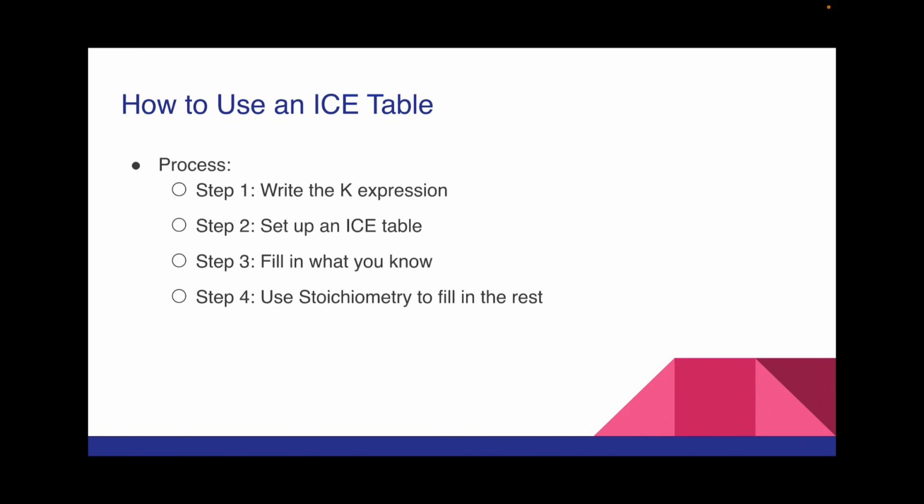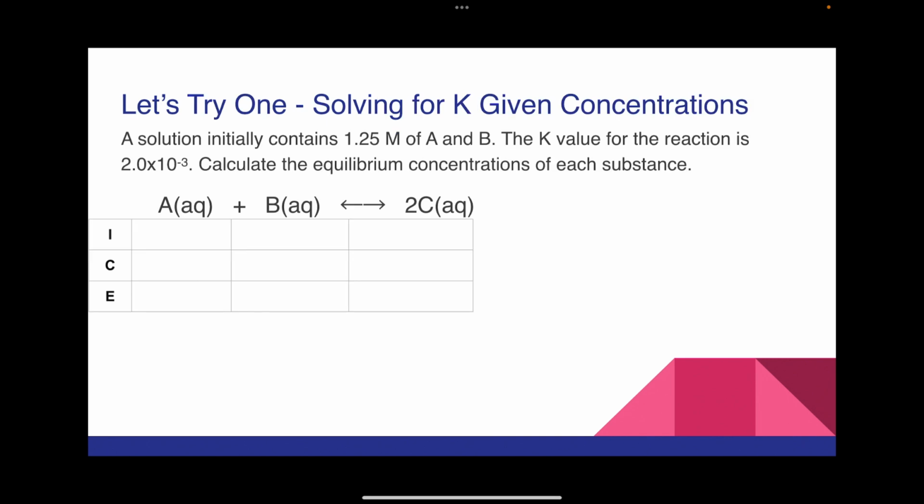Here are the general steps for using an ICE table. First, you want to make sure to write out the K expression. This is a step that people often want to skip, but it's actually really crucial to prevent you from making needless errors. Then you set up the ICE table, which I'll show you in the next slide, fill in what you know, and use stoichiometry to fill in the rest. So let's put these steps into practice.